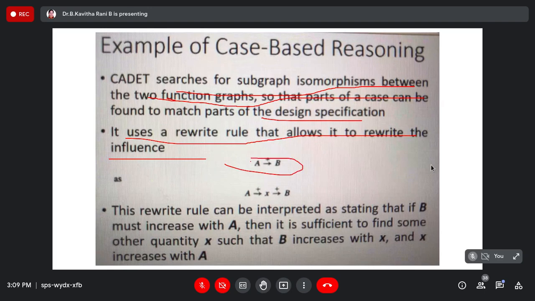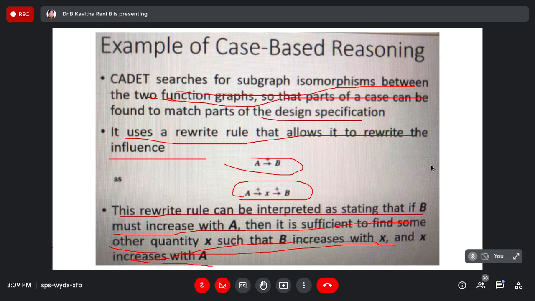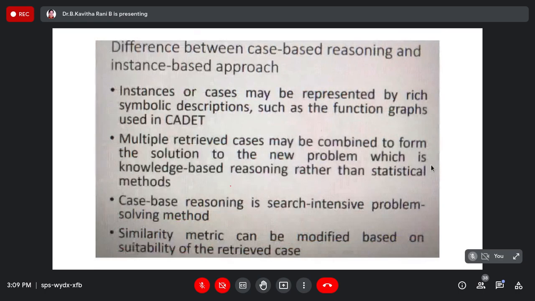So this is the rule which we will be using, and that will be retrieved and rewritten in this way. So this rewrite rule can be interpreted as stating that if B must increase with A, then it is sufficient to find some other quantity X such that B increases with X and X increases with A. So as I have told you, if QC increases then QT also increases, if TC increases then TM also increases. So this is a formula which we will be using in case-based reasoning.